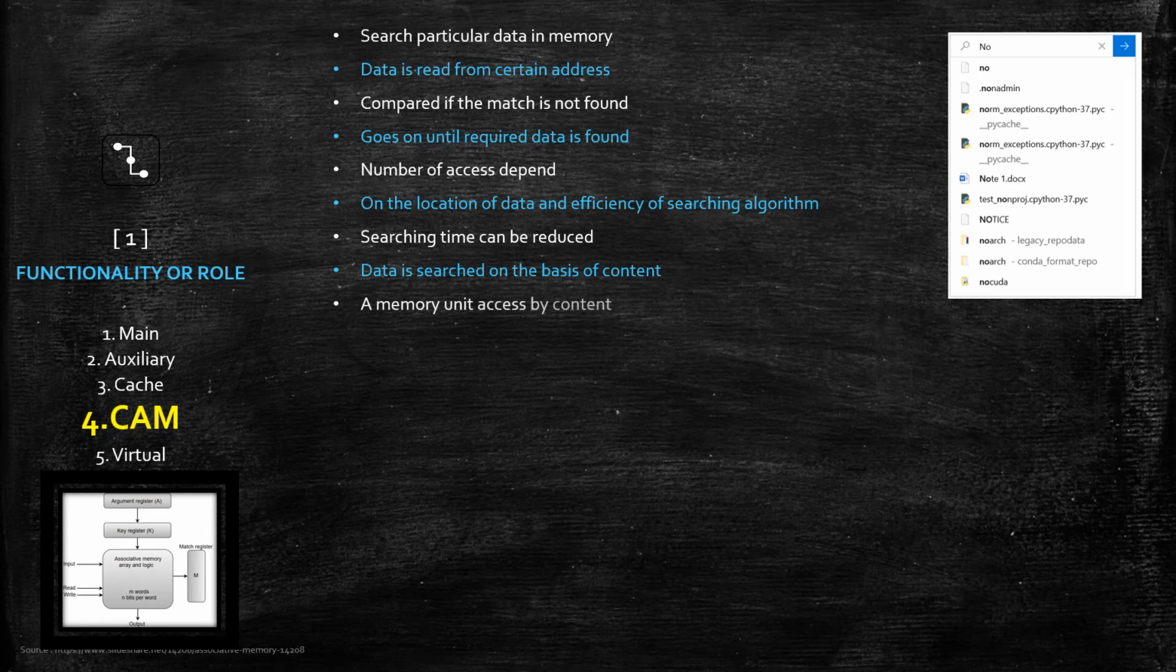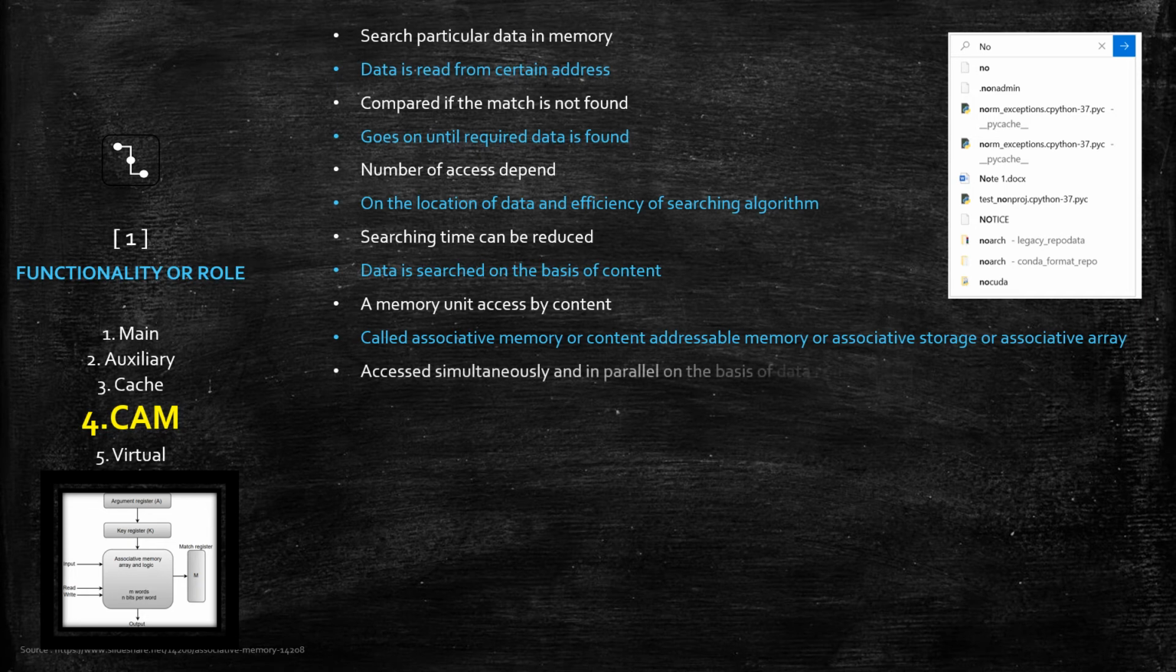Now how does it work? A memory unit accessed by the content, we call it a content addressable memory. And sometimes we also call it associative memory, associative storage, or associative array. Now we were talking about how it works.